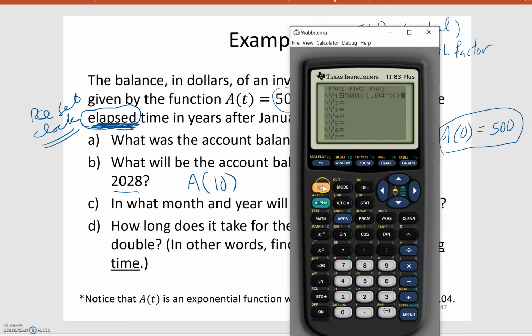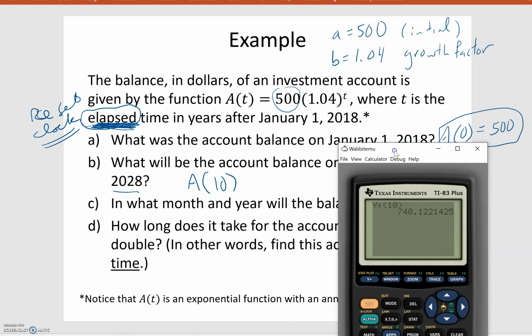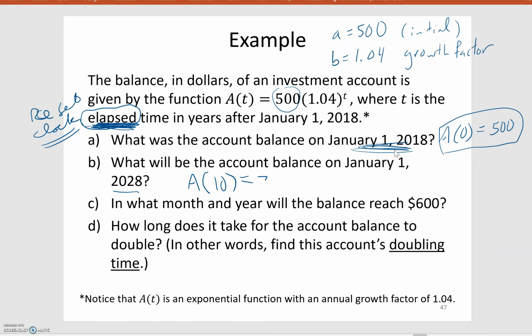And I want to now evaluate the model at the input 10. We could have inputted this as 2028 minus 2018, but this will do the trick. So we get 740.12.